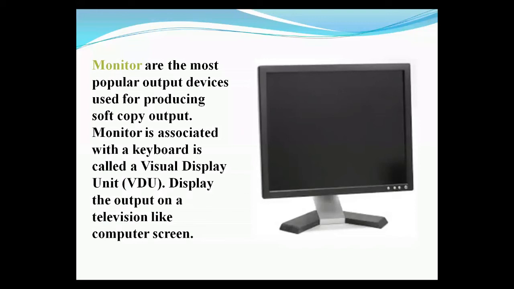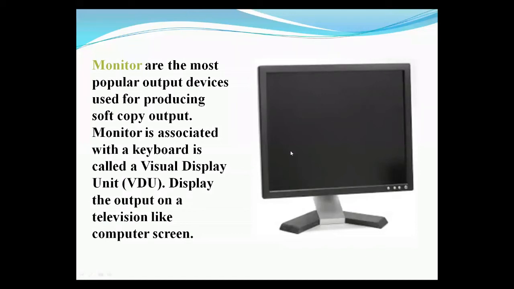So by using the keyboard we give some input and on the monitor we see the result of giving that input. That's why both the input and output devices are very important. That's why the keyboard is the primary input device and the monitor is the most popular output device. Okay, monitors are the most popular output devices used for producing soft copy output.